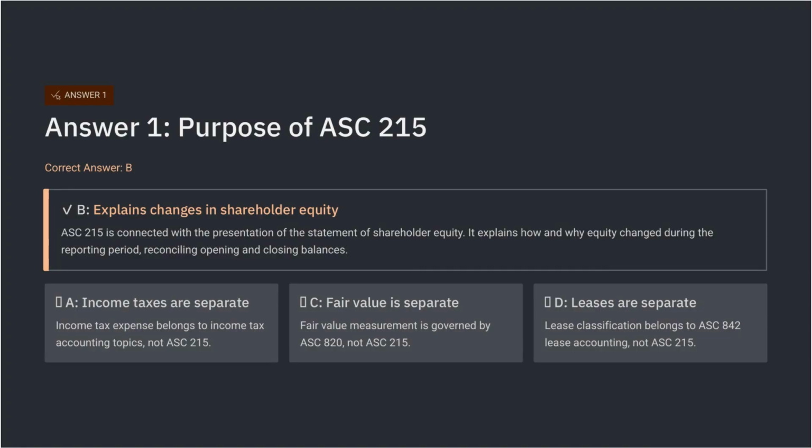The correct answer is B. To explain changes in shareholder equity. ASC 215 is connected with the presentation of the Statement of Shareholder Equity, which shows how equity moved during the reporting period. Option A is wrong because income tax expense belongs to tax accounting topics. Option C is wrong because fair value measurement is a separate area. Option D is wrong because lease classification belongs to lease accounting. So the main idea is simple. ASC 215 helps explain the movement in shareholder equity.